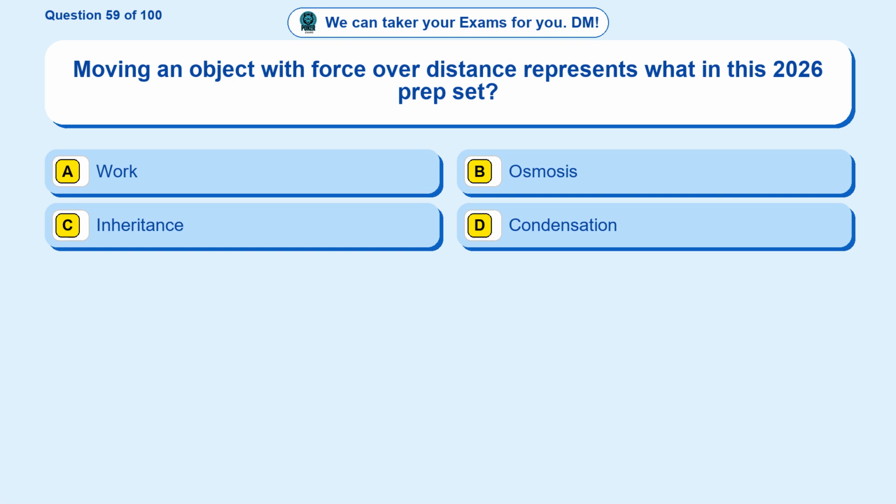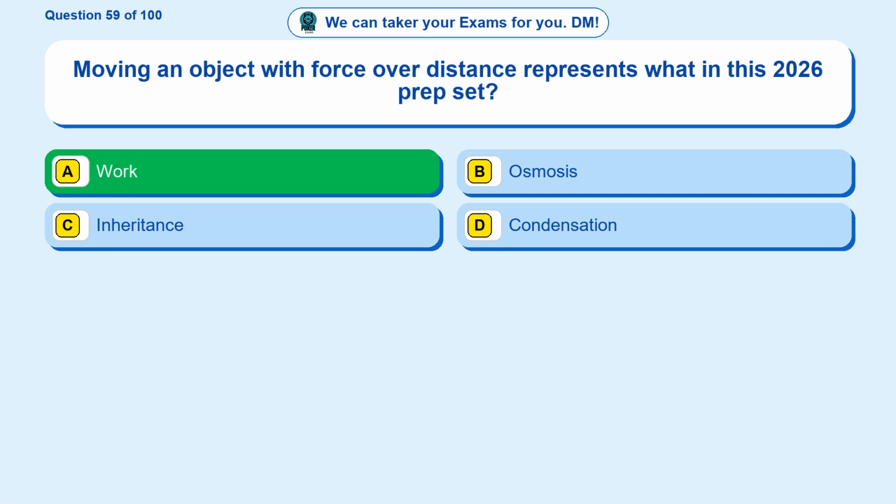Question 59. Moving an object with force over distance represents what in this 2026 prep set? Option A, work. Option B, osmosis. Option C, inheritance. Option D, condensation. The correct answer is option A.